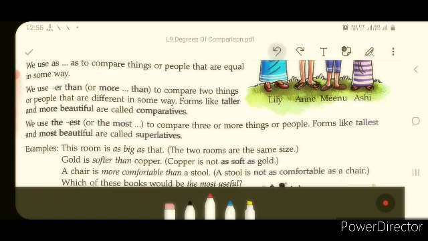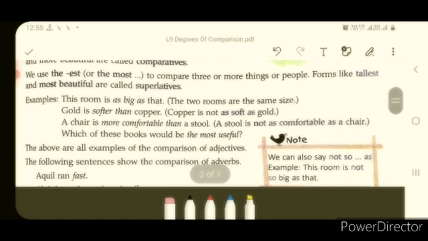Then the next one: gold is softer than copper. Here, softer than, isn't it? We are comparing gold and copper. That is why, see, than is used, and softer. Okay, the comparative word is used here. Copper is not as soft as gold.